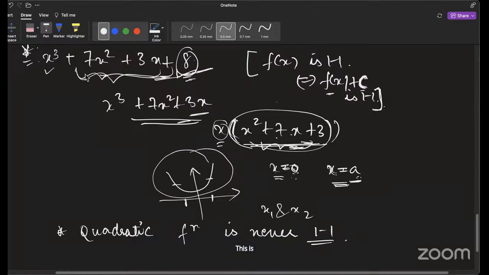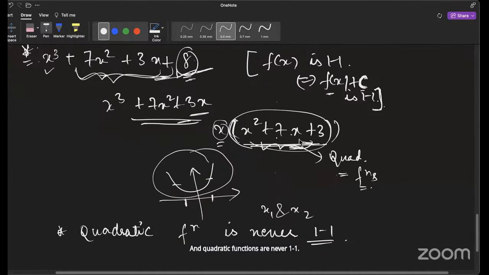This is the root. Just assume, forget about this thing. Let's just make it easier. This is a quadratic function, and quadratic functions are never 1-1. So that means you're going to find x1 and x2 where the value will be the same.